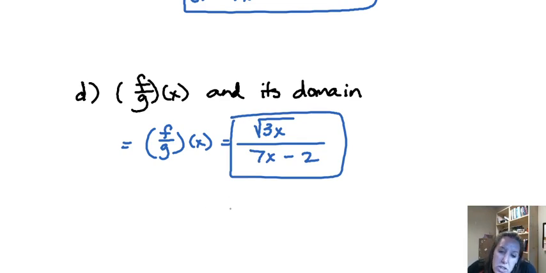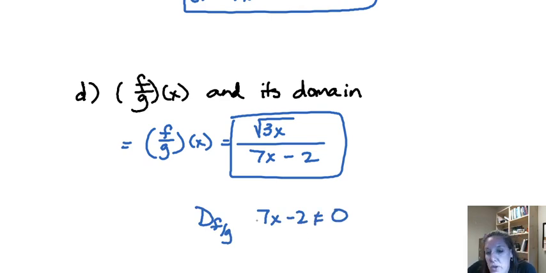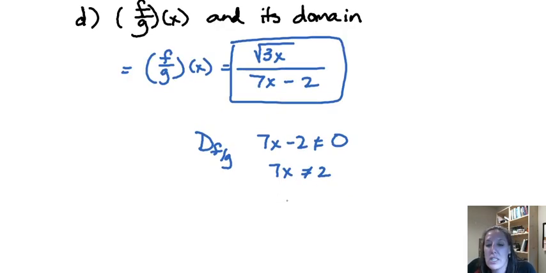Now for the domain on this one, we cannot have that denominator equal to 0. So 7x minus 2 can't be equal to 0, so 7x can't be equal to 2, which means that x cannot be equal to 2 over 7.